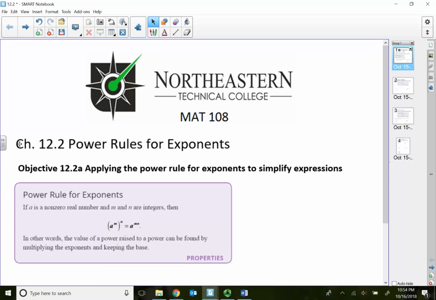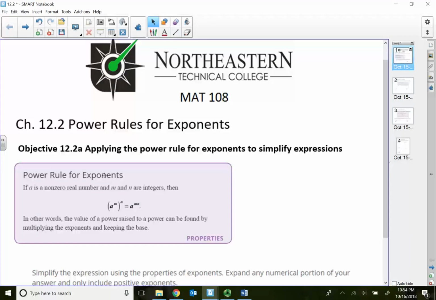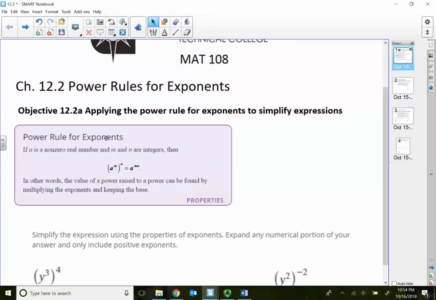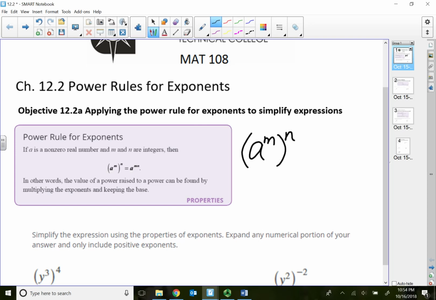Accelerated Math, Module 12.2, Power Rules for Exponents. This is called the Power Rule for Exponents. So basically, what is so-called the power rule goes like this. For any real number a to the n power, if I see there's another exponent on the outside of the parenthesis, this is what I call the outer exponent.